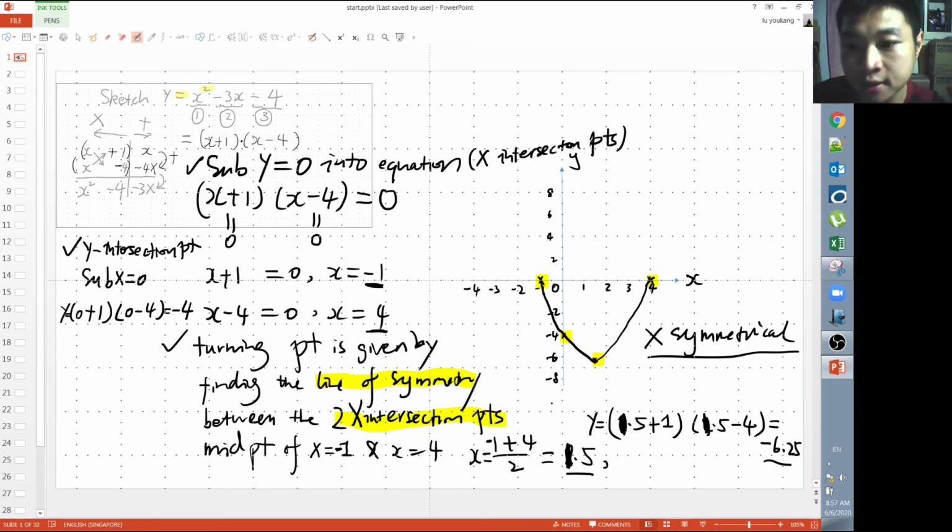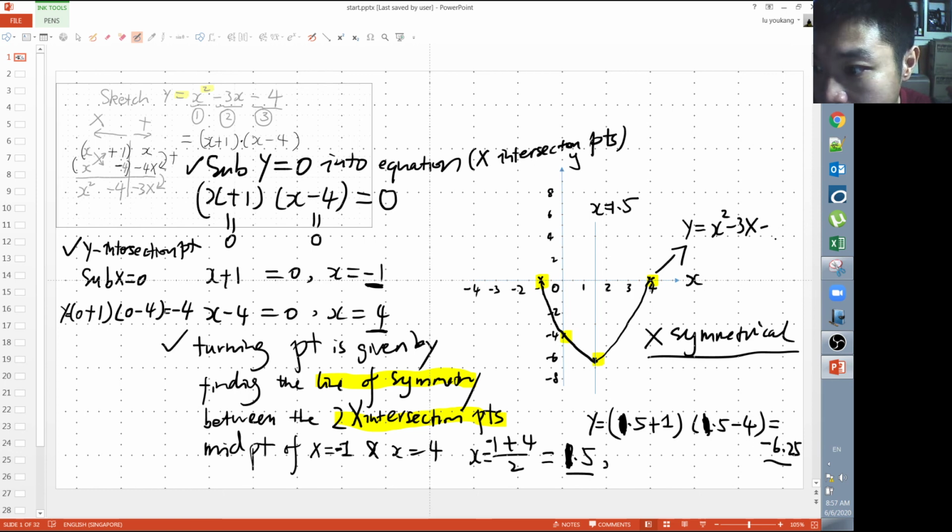Alright, okay. So over here you have a symmetrical curve, right? And the line of symmetry is here. Okay, let me add in my line of symmetry. Okay, so this is your line of symmetry. X is equal to 0.5. Okay, and this is your curve. Y is equal to x squared minus 3x minus 4.